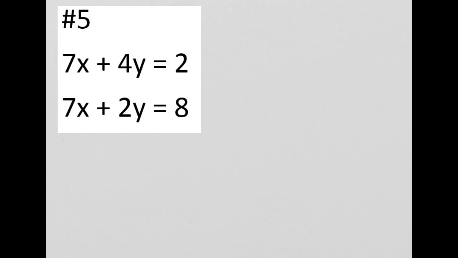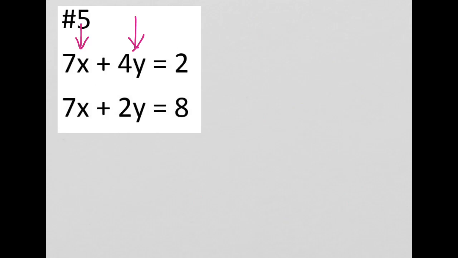All right, let's do number 5. This is another one where we might need to subtract instead of add, or if you like to think about it as multiplying by -1 and then adding, that also works. How do I know that I should be subtracting instead of adding? Well, my first clue is I'm just going to try to add these together column by column. 7x plus 7x is 14x. Wait, I didn't eliminate the x's. 4y, if I add this column, 4y plus 2y is 6y, and I didn't eliminate the y's either.